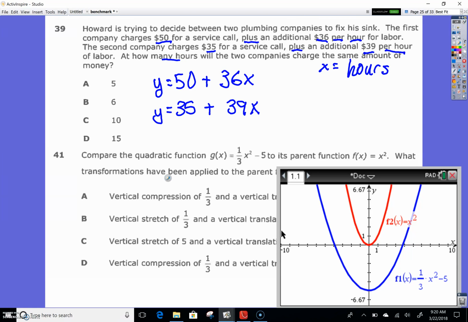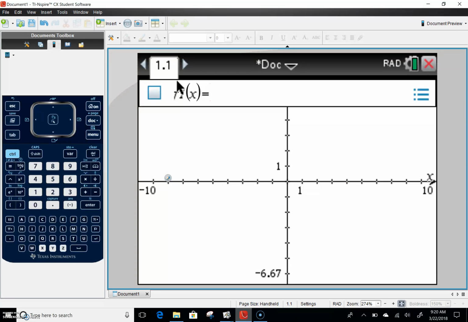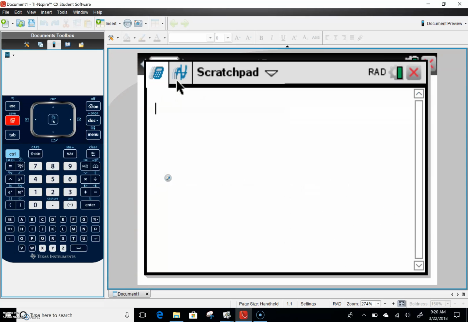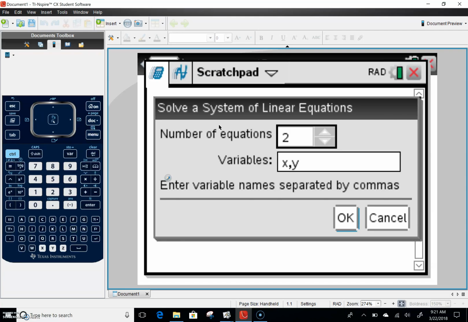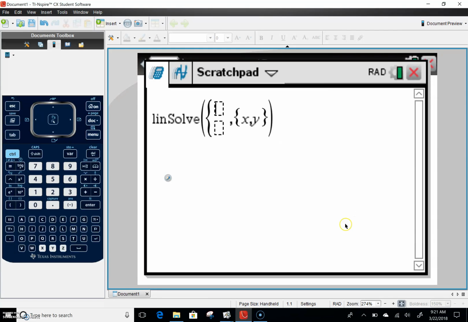There's two ways to do this. One, you can graph it and find the intersection, but the easier way is to use algebra and system solve. So that's what I'm going to do. I'm going to go to my calculator, menu, algebra, solve systems. Two equations.